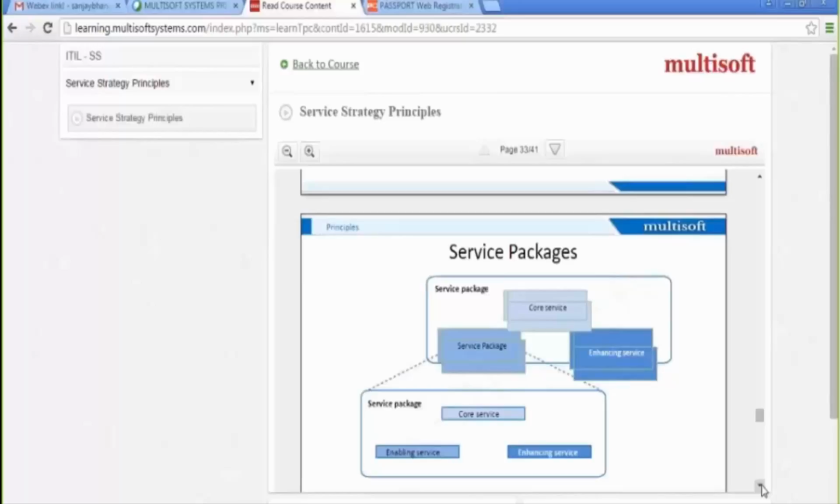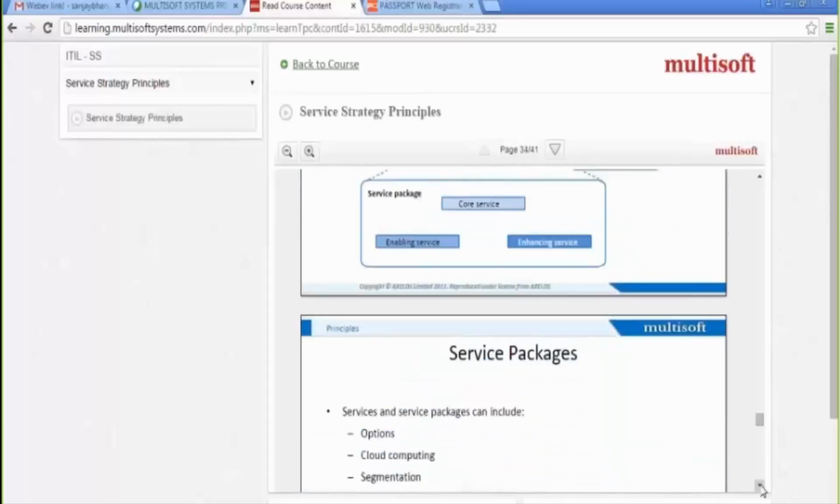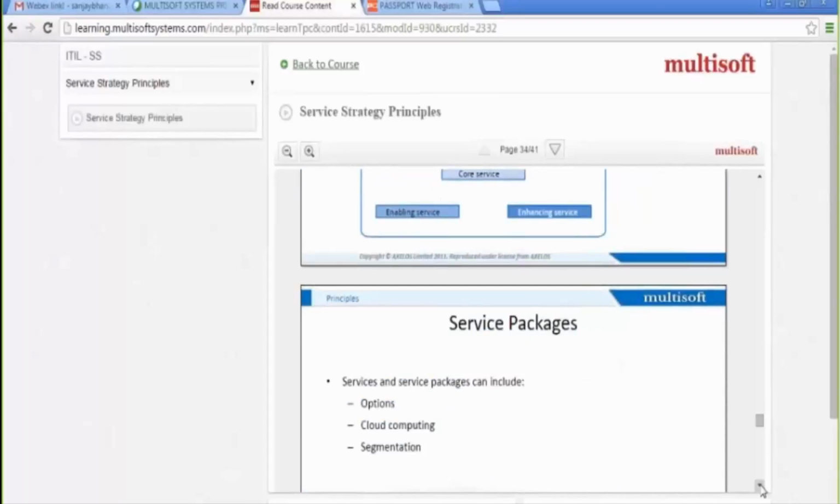Okay, so core services, and here you can see the core services and enhancing services. For enabling services, this is the supporting here. This is the supporting services for the core services. This is called the enabling services. Okay, so this is called the service package, service level package also. Okay, so this includes options, cloud computing, and segmentations.